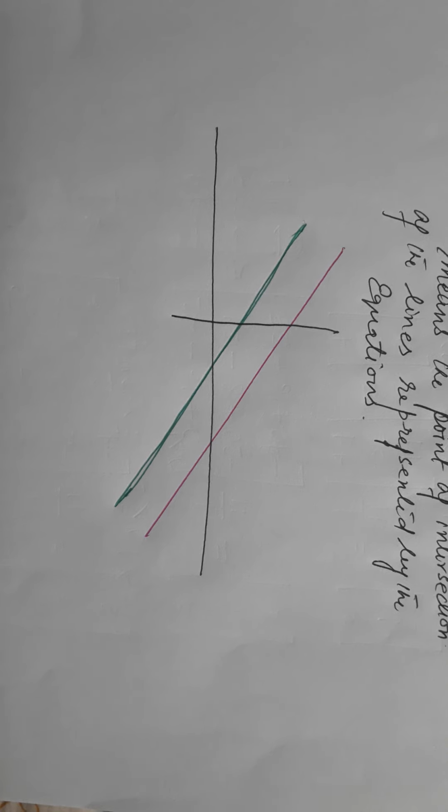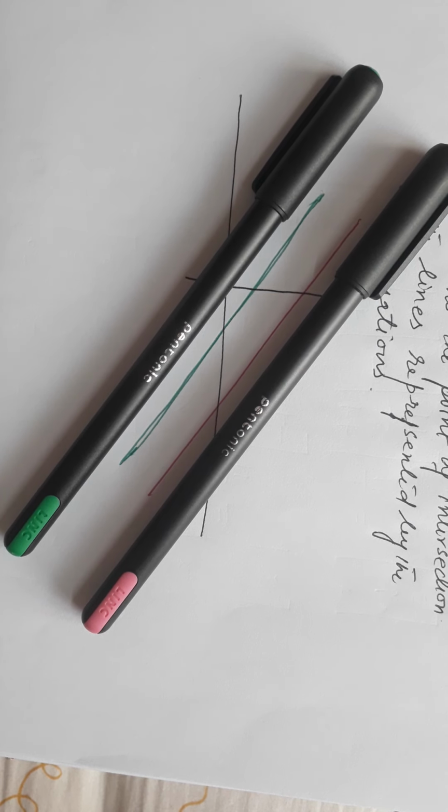Now the question is, how many points of intersection do these two equations have? From this diagram we can see there is no point of intersection. These two lines are parallel. That means it has no unique solution. In fact, it has no solution. Therefore these two equations will be inconsistent. That means if two linear equations have no solution, it is called an inconsistent system. So these two lines have no solutions because they are parallel.